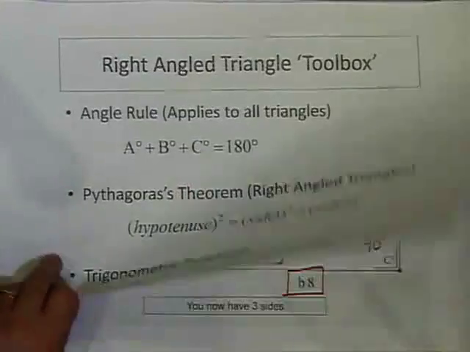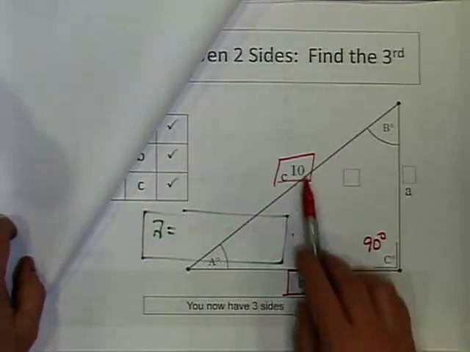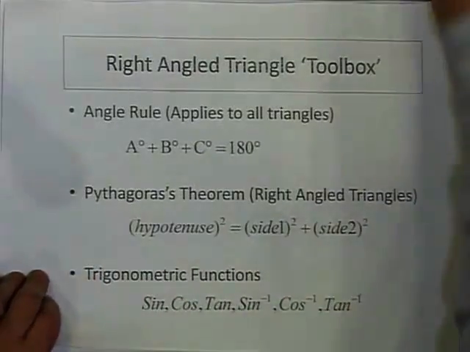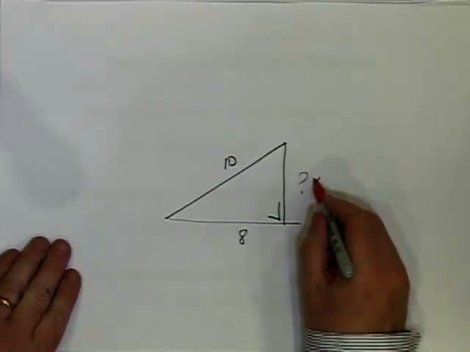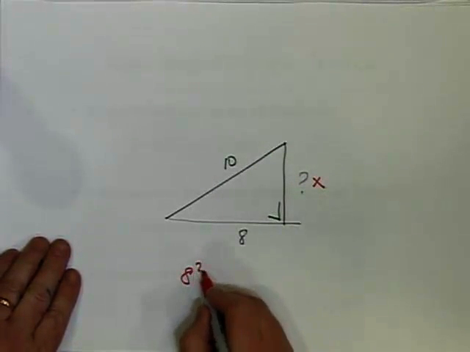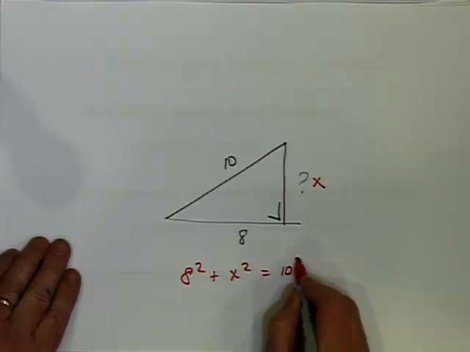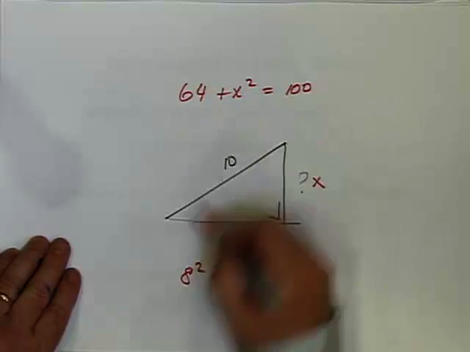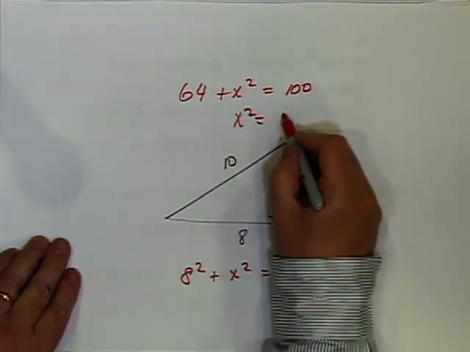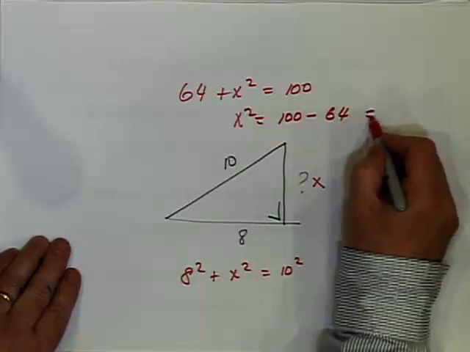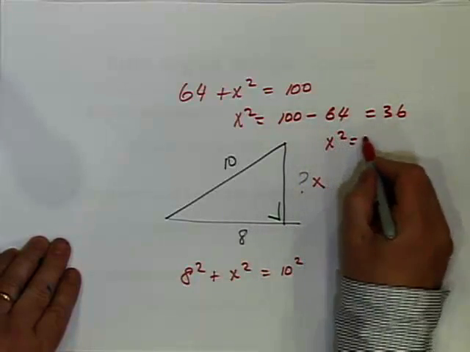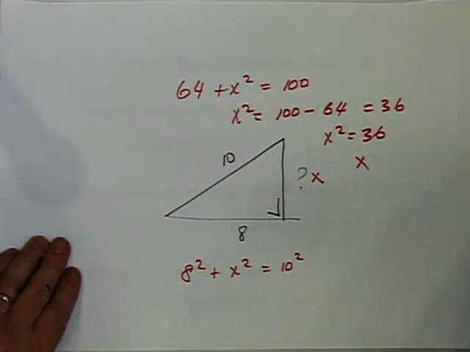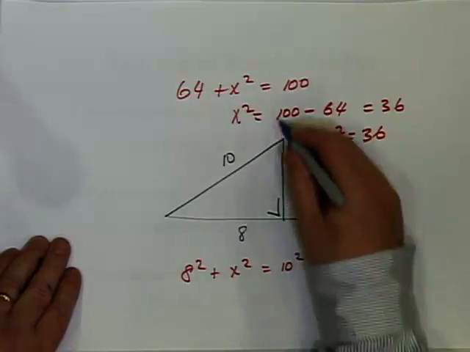So how do we get there? Well, how do we get here with the 8 and the 10? Could we use the Pythagoras theorem? Okay, so do you want to do that? What would this be? X. So 8 squared plus x squared is 100, is 10 squared. 64 plus x squared is 100. X squared is 100 minus 64, which is 36. X squared is 36. What's x? 6. And in this case, we just say 6, not plus or minus, because we're talking about a distance.